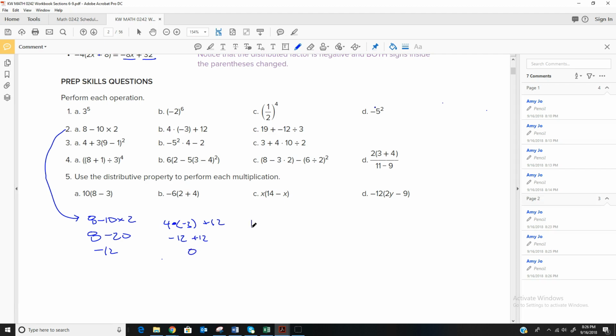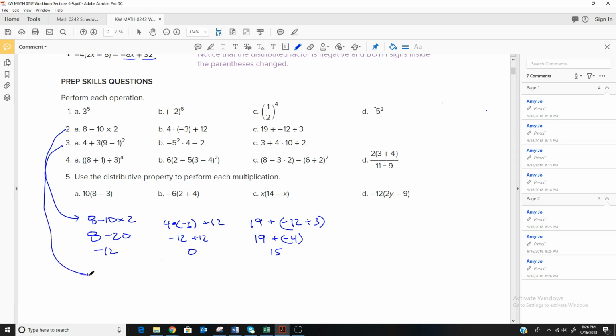On this one, 19 plus negative 12 divided by 3 would be 19 plus, we're going to do the division before the addition, so we're going to do this 12 divided by negative 3 first, which would give us negative 4. And then 19 plus negative 4 is 15.